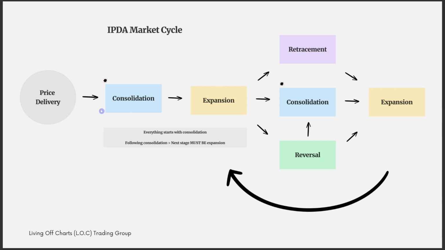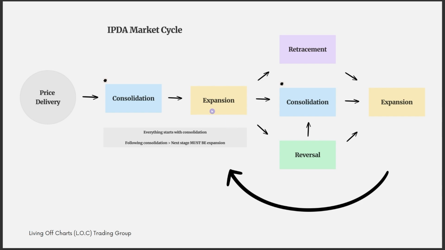So there are three things that can happen inside of an IPDA market cycle. We either have consolidation, or we have an expansion, or we have retracement, or we have a reversal. Now, everything starts out with a consolidation, and following a consolidation there is always an expansion. So now you already know if you see a consolidation, it's unlikely to cause a reversal.